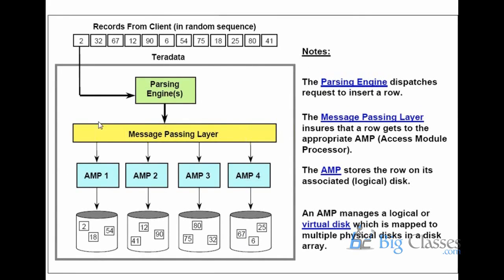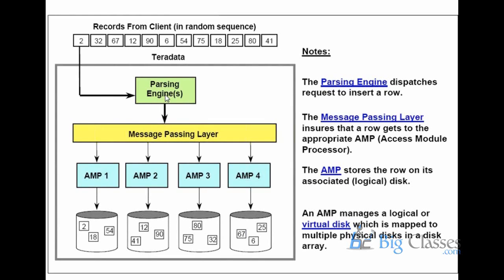Since we have 4 AMPs, this is a single node itself. A single node has one parsing engine and 4 AMPs. Multi-node means similar nodes, more than one, and in each node again I will have a parsing engine and access module processor. Now in the single node, the major components are the parsing engine, the message passing layer, and the access module processor.